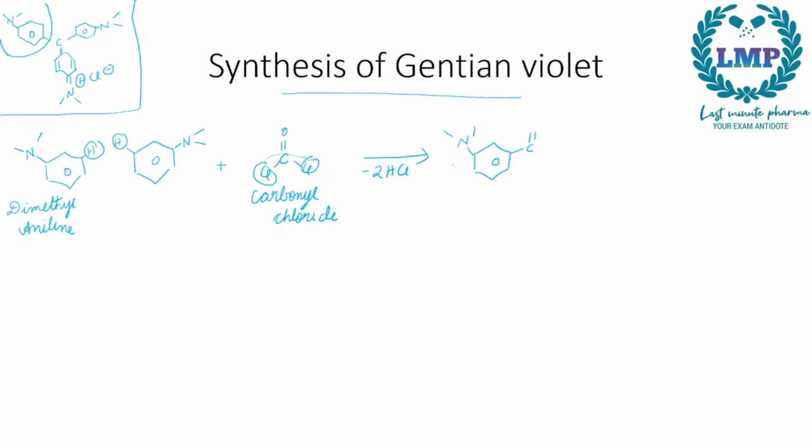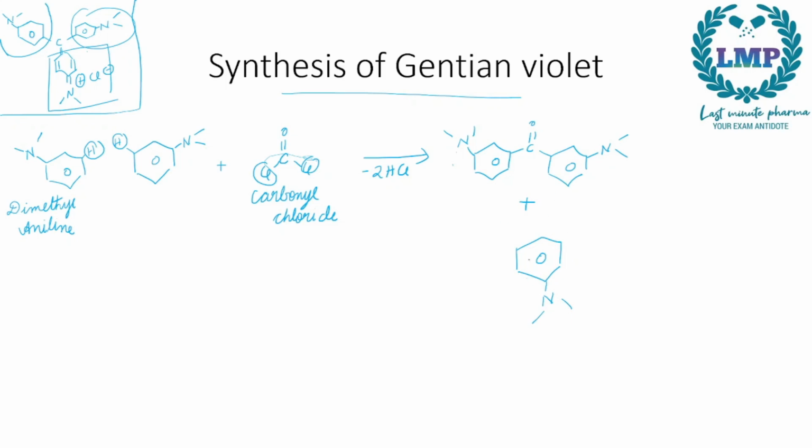and then C double bond O attached to the other benzene ring along with the nitrogen. After this we will add another molecule of the same dimethyl aniline to make up for this part over here. So we will add another dimethyl aniline, a benzene ring with a nitrogen and two CH3 groups.